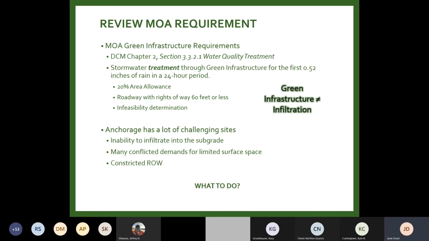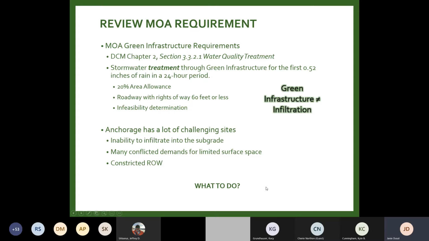Also, there's a lot of conflicting demands for limited surface space, right? Like every project, there's a whole lot of different requirements that are demanding that space, and this can be a big challenge for getting green infrastructure implemented. So we are aware of that. We know that these challenges exist. So what do you do? How do we handle this?